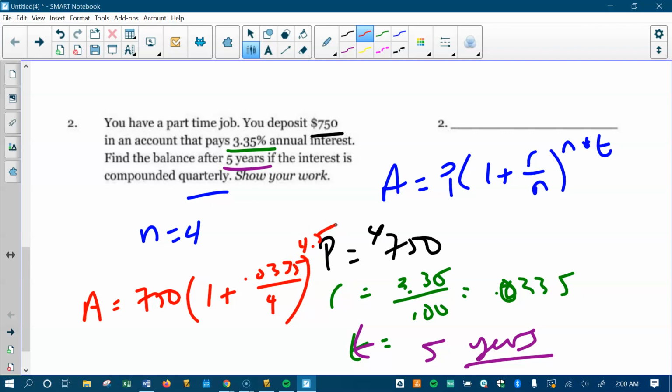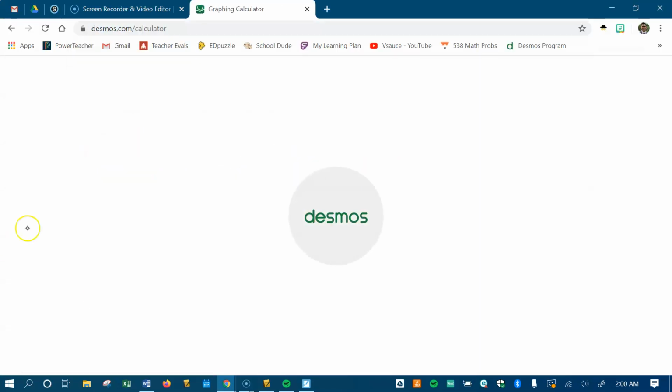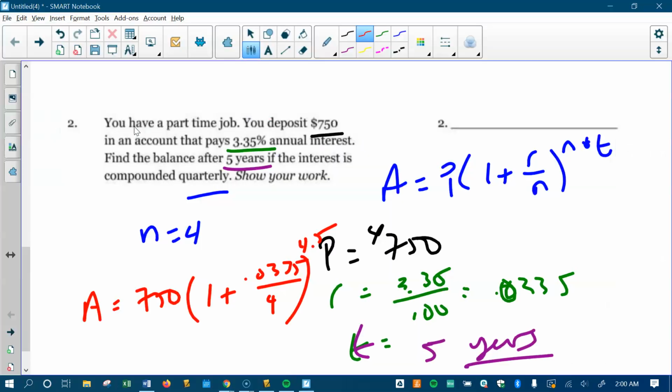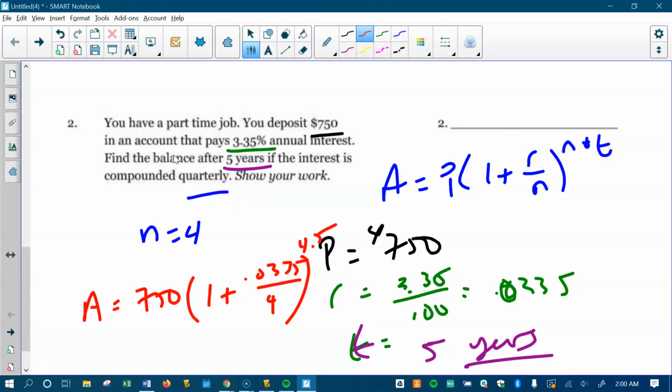Now when I do that, and I don't have access to my calculator, so I'll just do it on Desmos. 0.0335 over 4, to the 4 times 5, and 4 times 5 is 20, so I'll just put 20 here. Just want to check everything. So $886.14 is your answer.